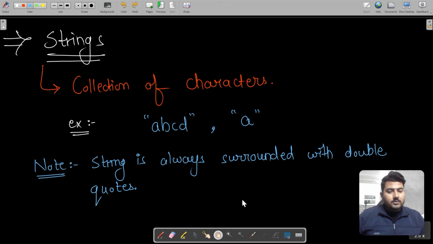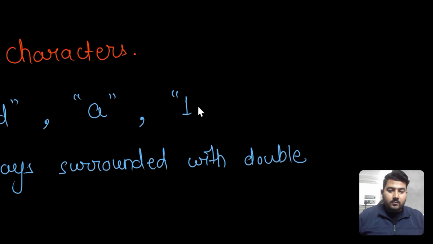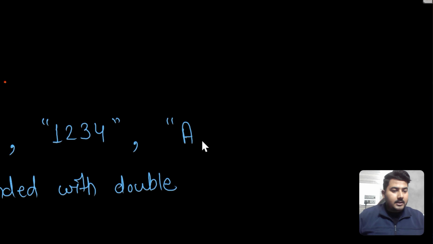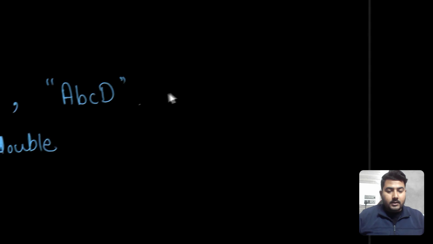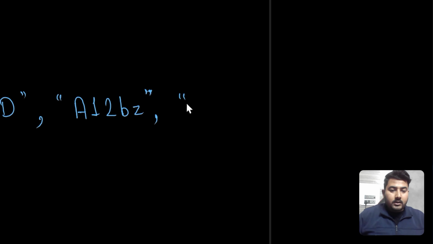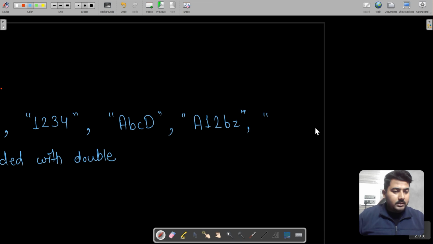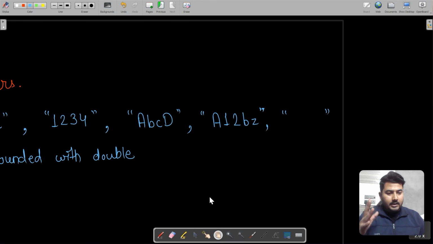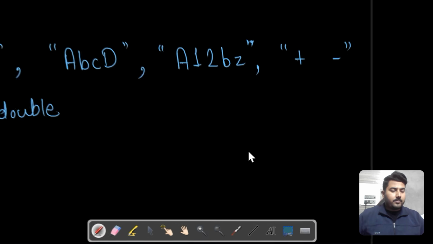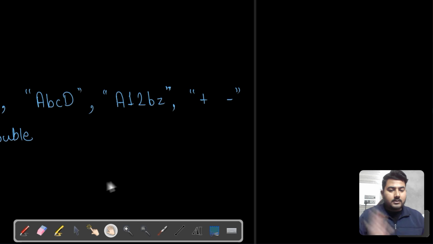Another important thing is that a string does not care what exactly you are storing inside the double quotes. Even if I write 1 2 3 4, that is also going to be considered a string. You can have capital letters along with a combination of small letters as well. Even capital A 1 then small b then small z is also a string because it is surrounded with double quotes. Even if you have double quotes with two or three spaces inside, that is also considered a string, even a single space, double space, triple space, or any symbol. Even a plus sign, then a space, and then a minus sign is also a string. Everything surrounded with double quotes is always going to be considered a string, as straightforward as that.